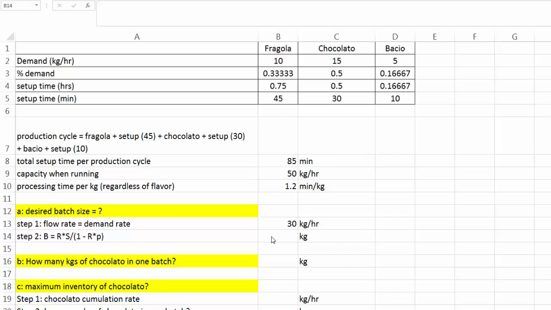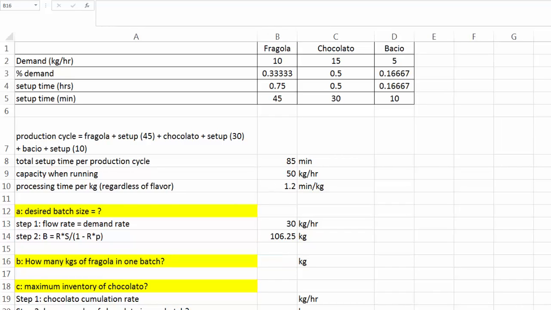Once we know the flow rate, we can use our formula to compute the desired batch size. It's going to be equal to flow rate times setup time. Well, in this case, we're going to use number of hours, so it's going to be equal to the sum of those three numbers, and then divided by 1 minus flow rate times the processing time. Be careful, here the processing time is in minutes, and we want to convert that into hours. The answer is 106.25 kilograms per batch.